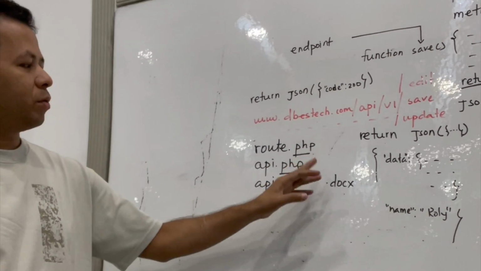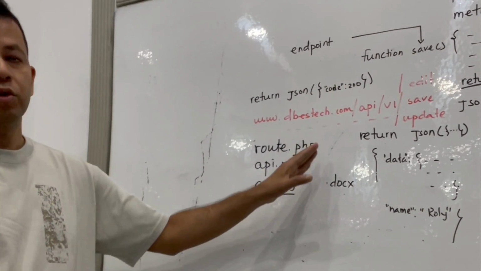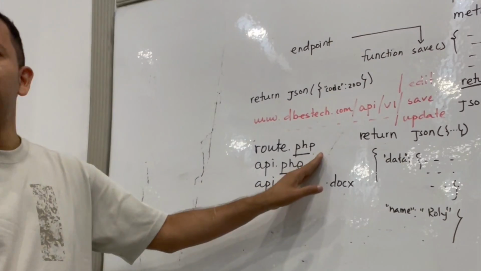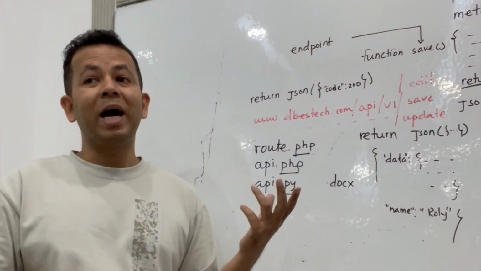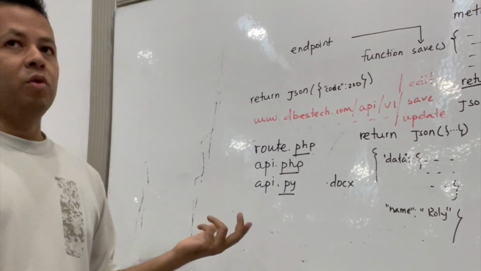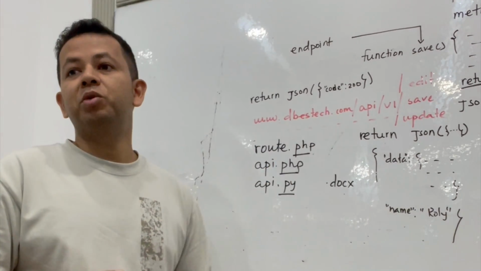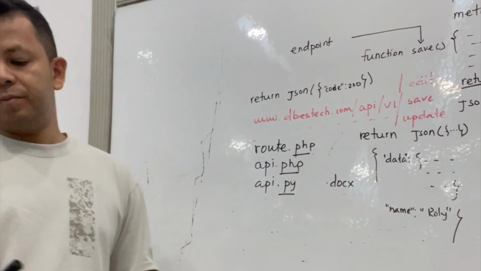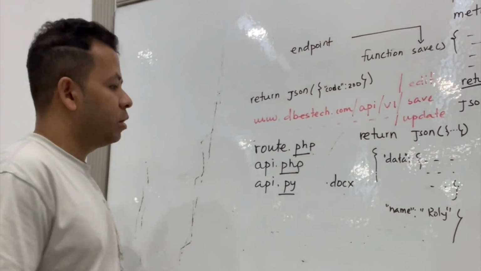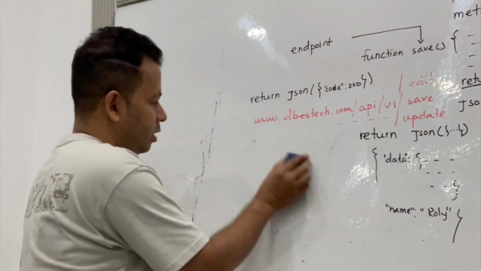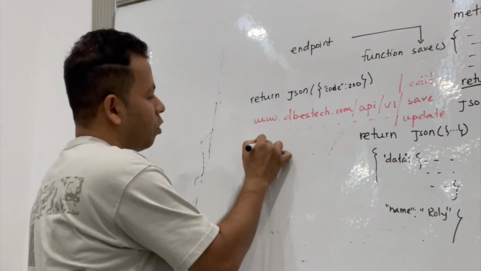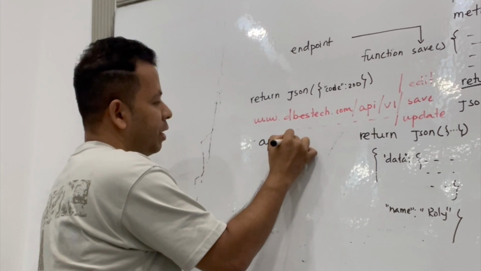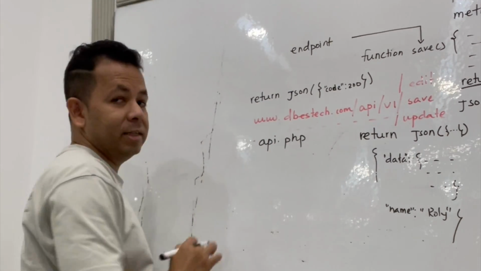This refers to the format, or actually the language itself, what kind of language I'm using. So when you see .py, it's the Python language. When you see .php, it's the PHP language, okay? Now say we are talking about PHP APIs. So the file would be like this.